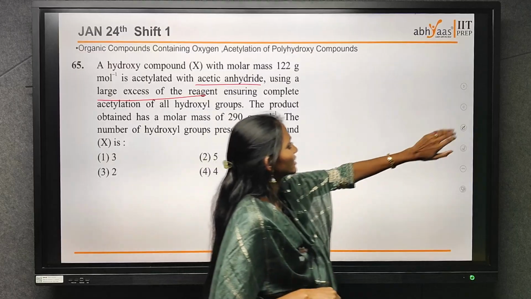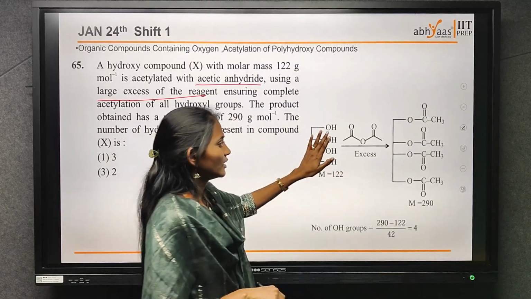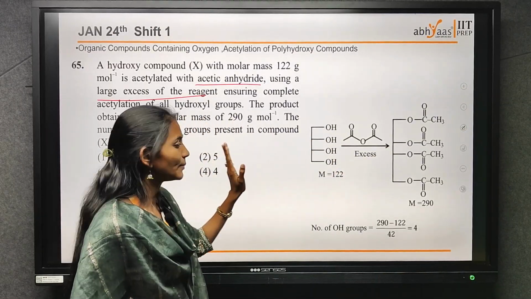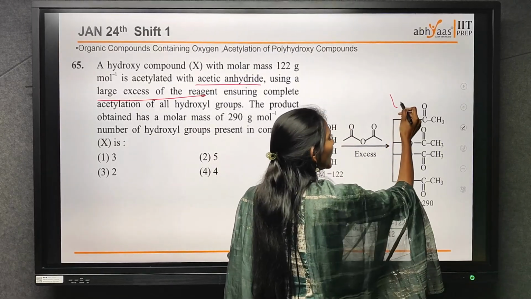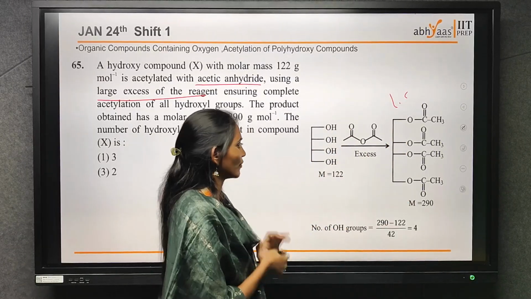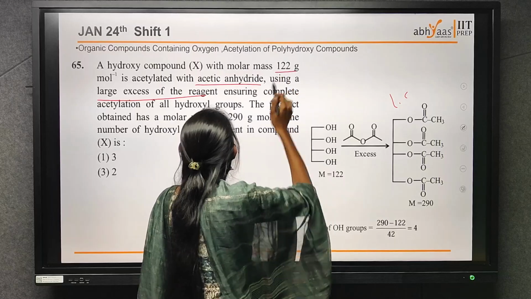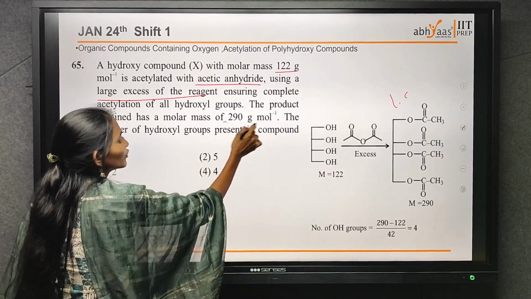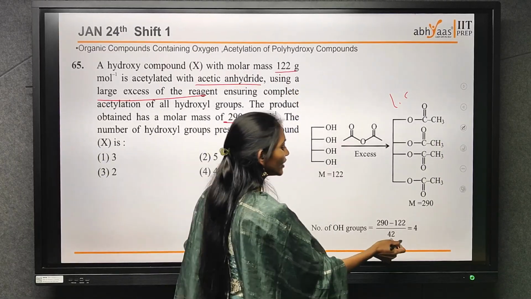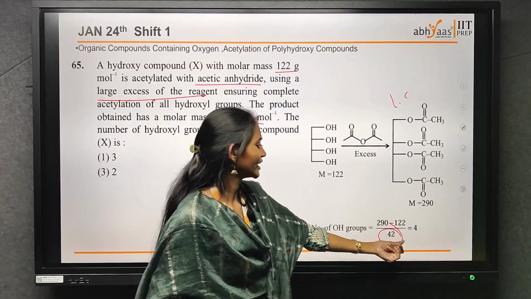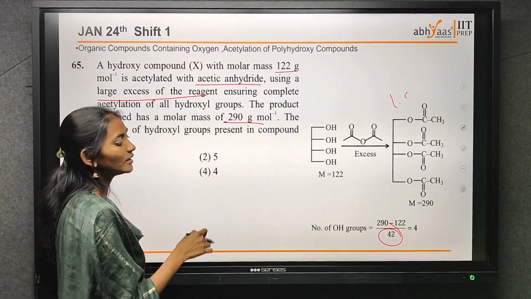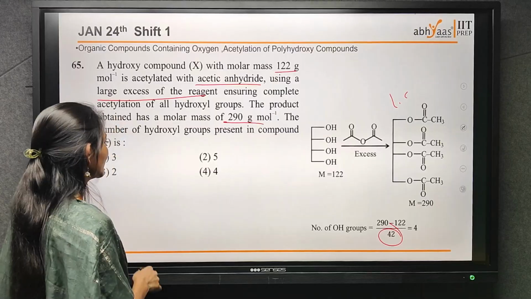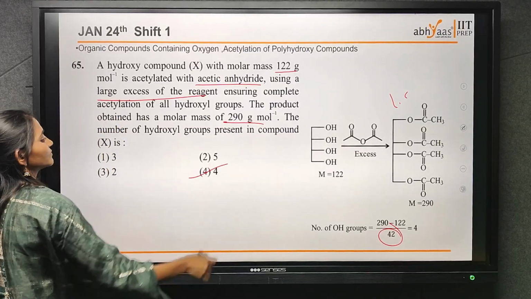Let's see the reaction here. What is happening here? This is your molar mass with some hydroxy compound. When you add acetic anhydride in large excess, you get the acetylated compound. Here 122 grams is converted into 290, right? So upon dividing by 42, you get your answer, 4. Here 42 is the net increase in mass per acetyl group. So your answer is 4, right?